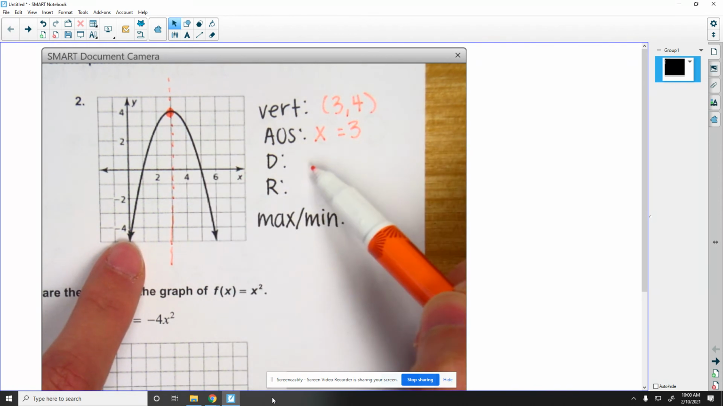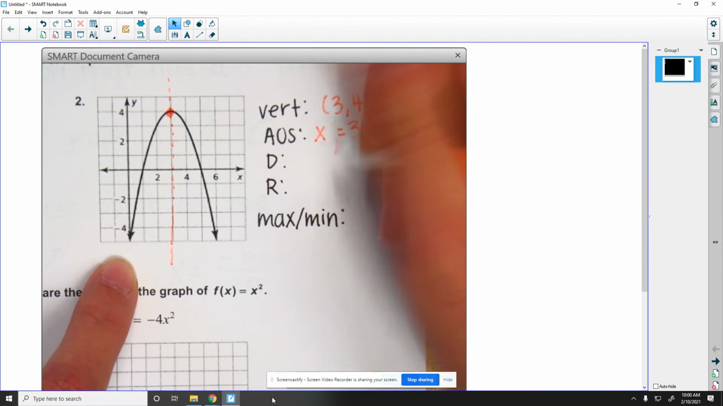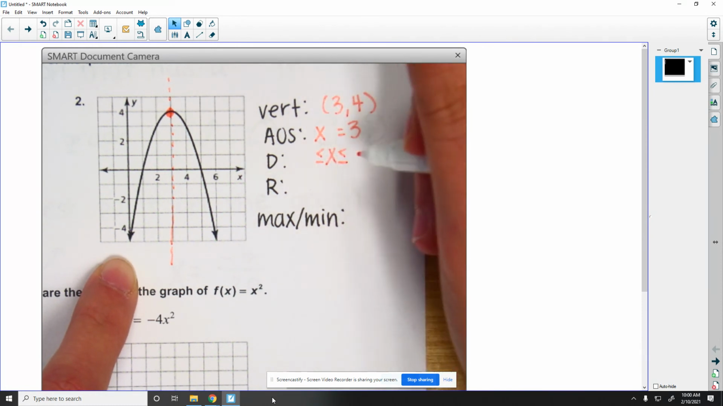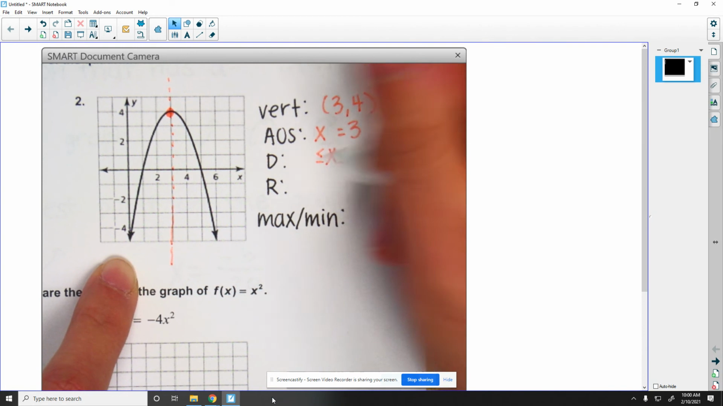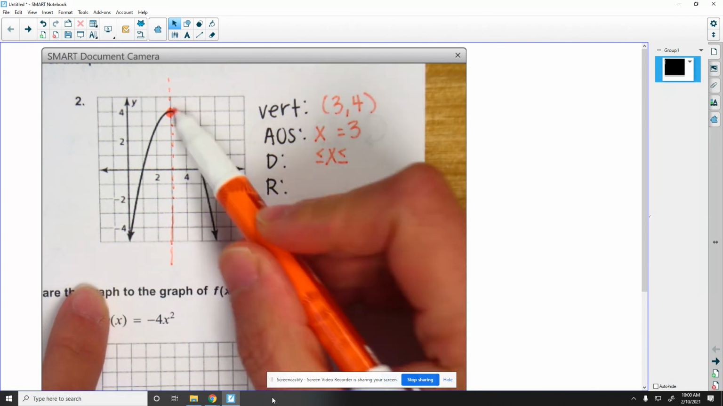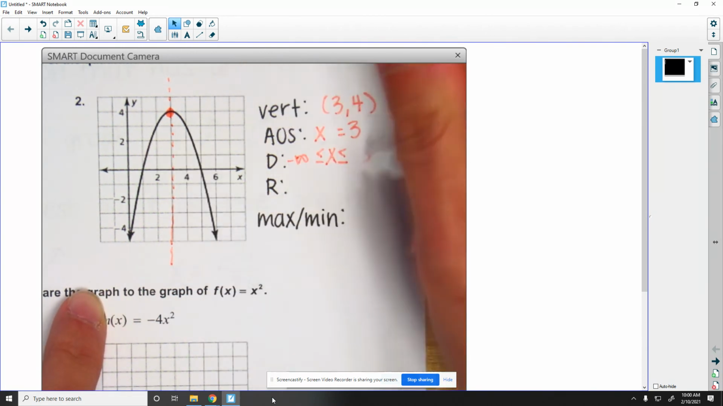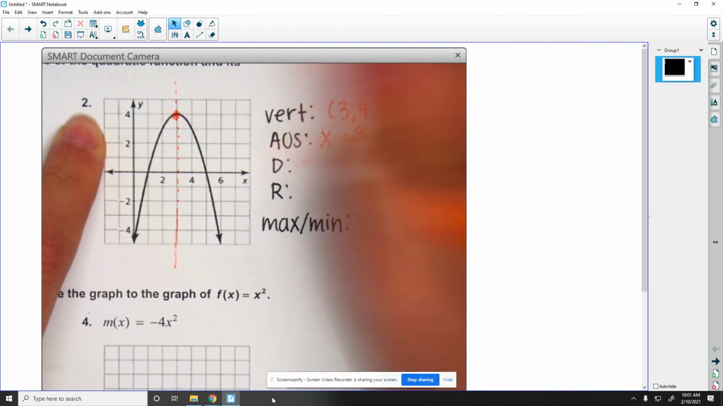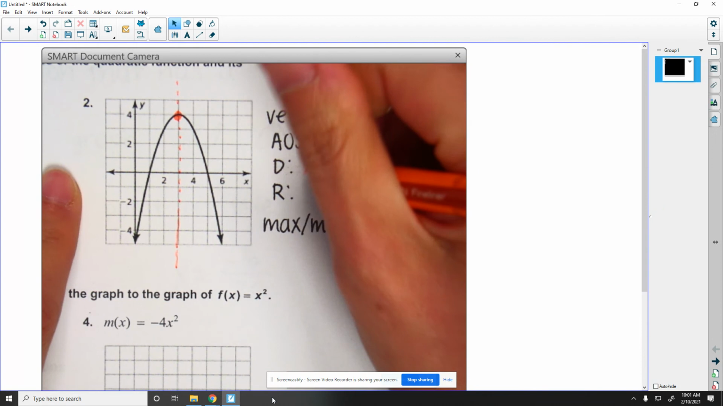Okay, domain. Somebody online, what do we think? All real numbers. The reason why is because you go all the way to the left, so negative infinity, all the way to the right, positive infinity. So when you have infinities on both sides, you write all real numbers.